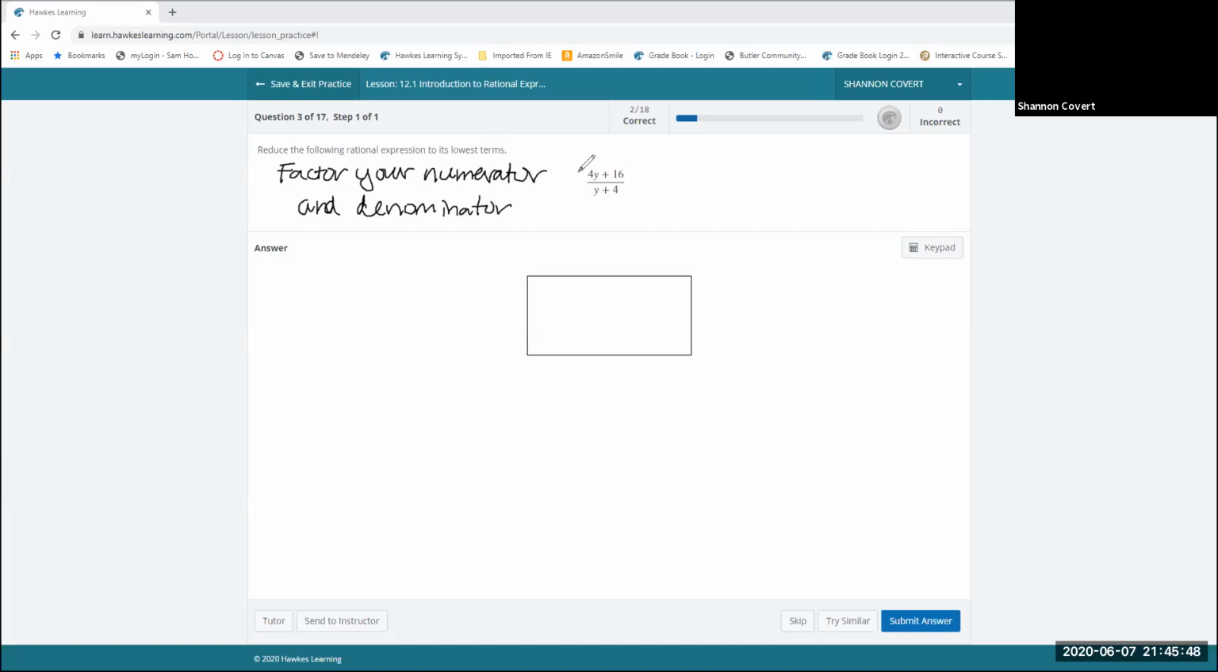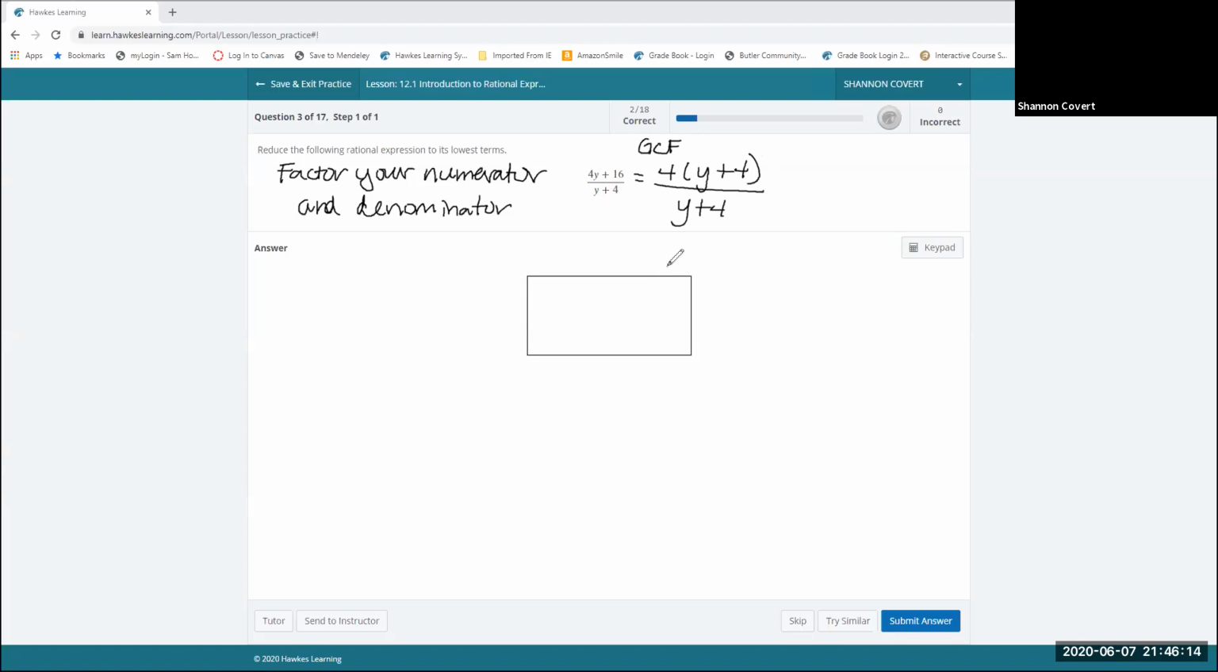We need to look at both our numerator and our denominator and figure out what we can do to factor it. So when I look at my numerator, I have a binomial. It doesn't look like I have a sum of cubes. I can't do a sum of squares. So it looks like always the first thing anyway is GCF. And I do think I have a GCF here, and that's 4. So I'm going to factor out the 4, which is going to leave me with y plus 4. When I look at the denominator, I don't think it has anything in common, so I'm just going to put the y plus 4 down there.